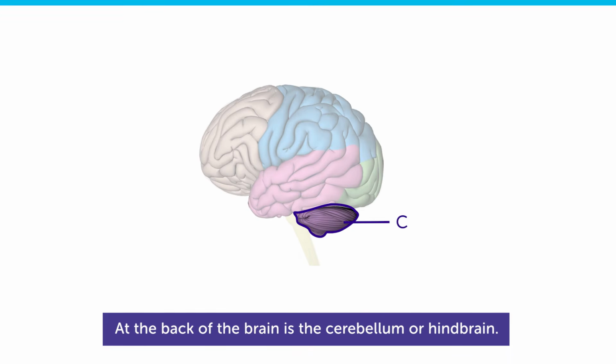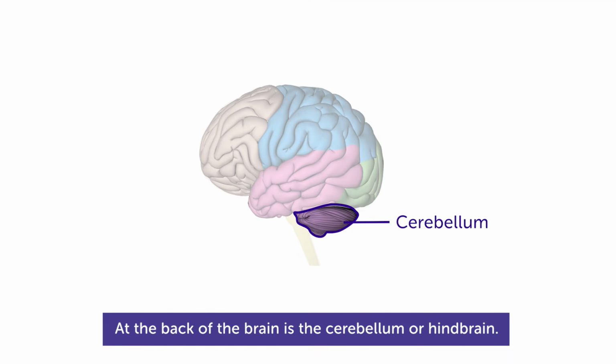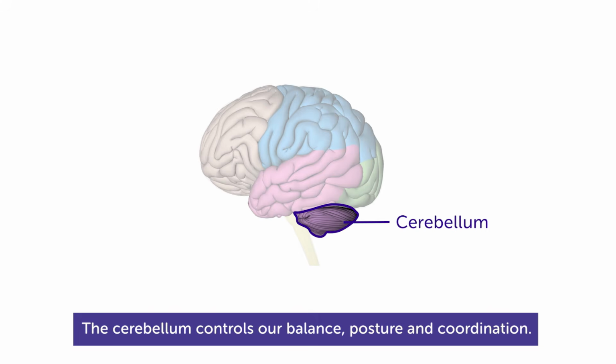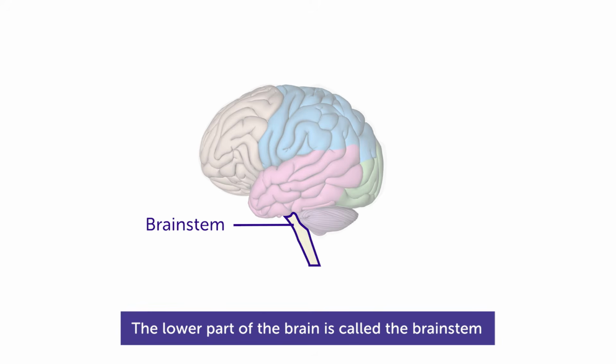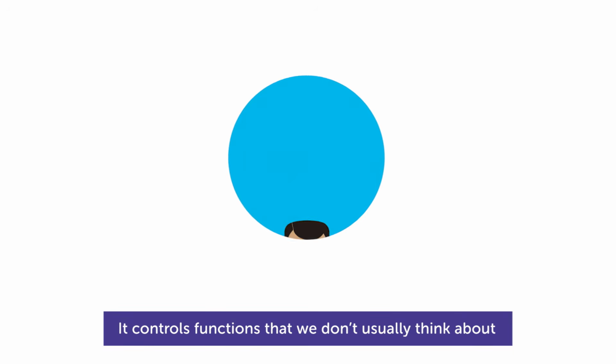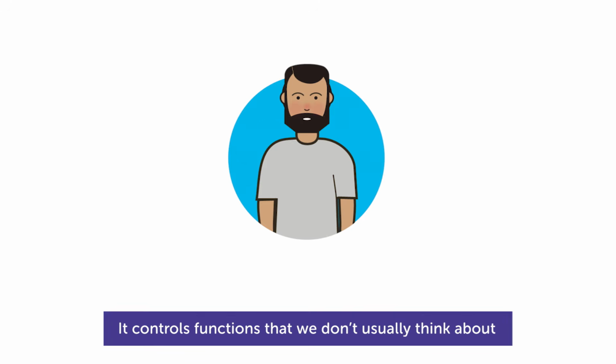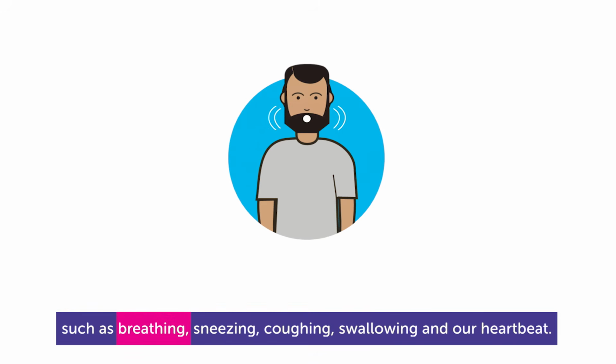At the back of the brain is the cerebellum or hindbrain. The cerebellum controls our balance, posture and coordination. The lower part of the brain is called the brain stem. It controls functions that we don't usually think about, such as breathing, sneezing, coughing, swallowing, and our heartbeat.